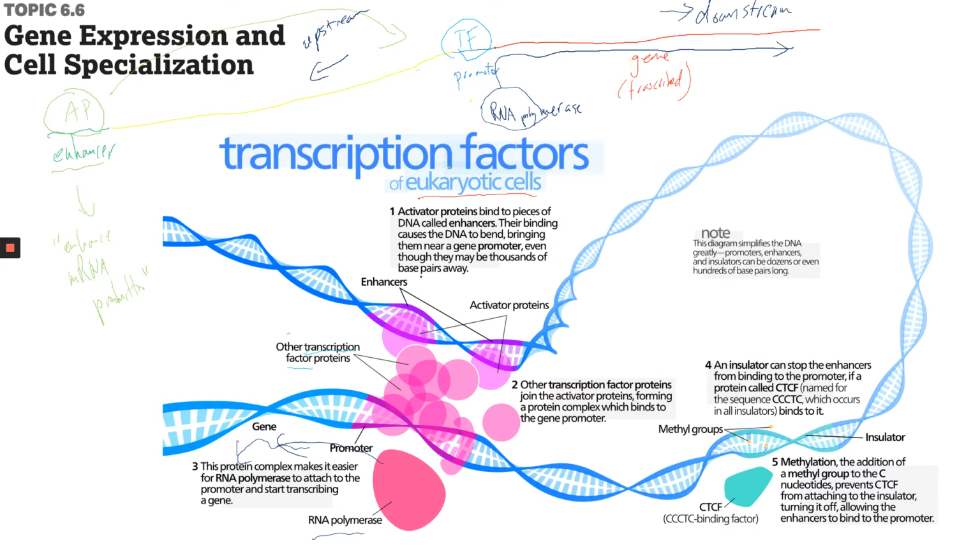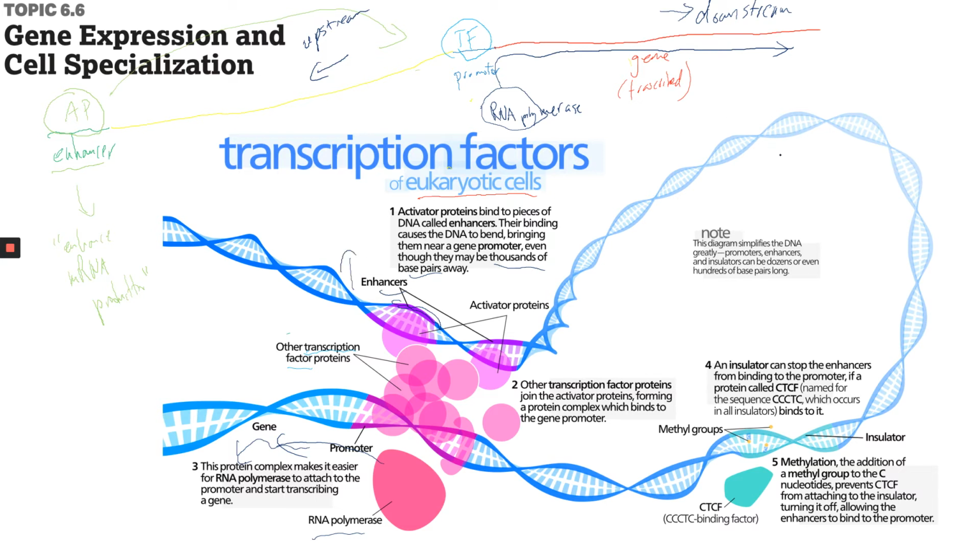Oftentimes, these enhancers, which can be located thousands of base pairs away, these enhancer regions on the DNA right here, which have activators that can bind to them, will cause the DNA to loop around and cause increased transcription of this gene.